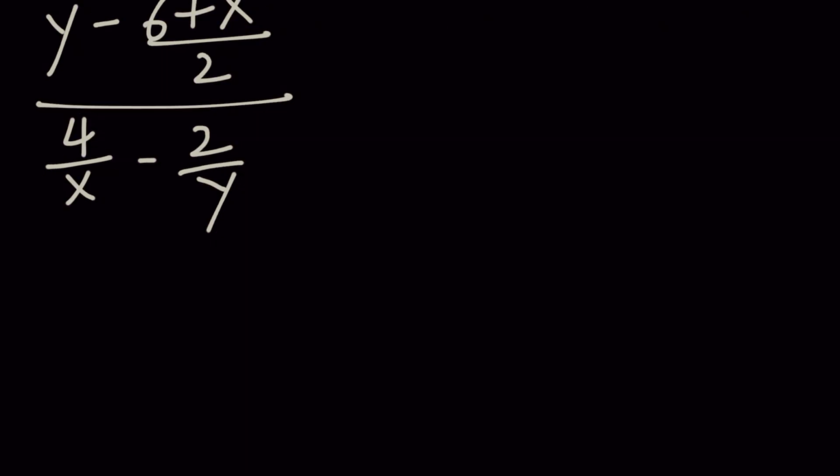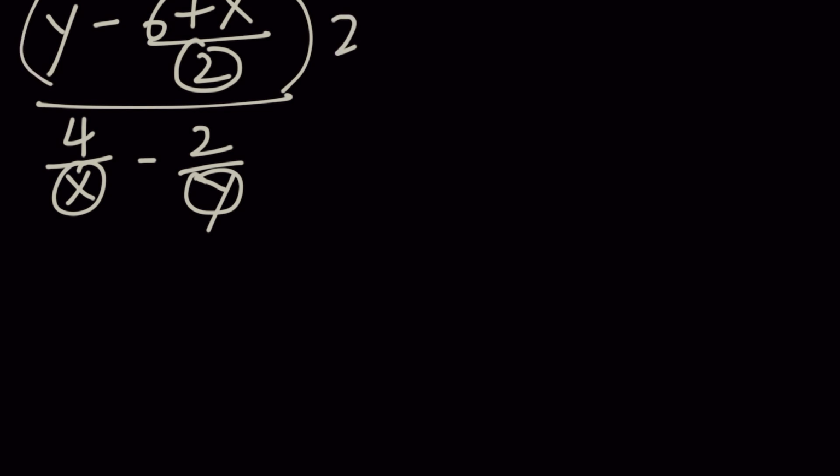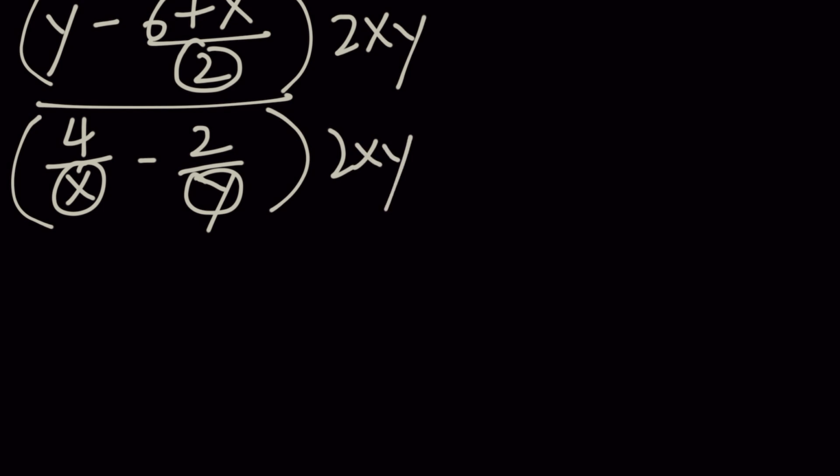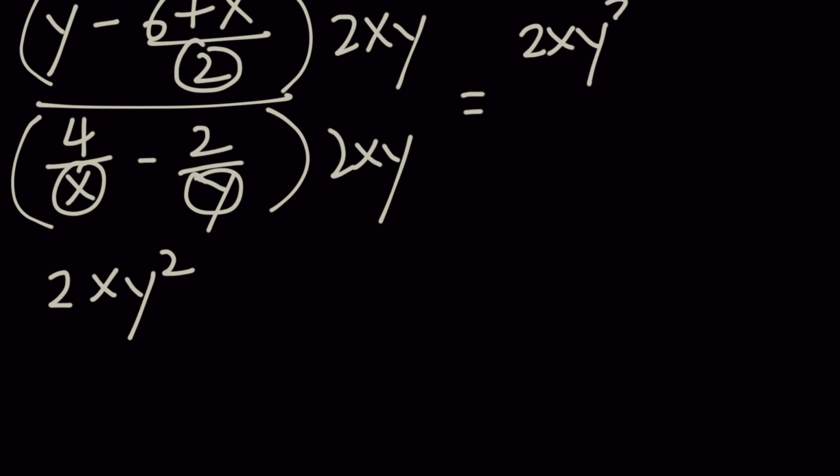Now let's try another one. In this example, we see the denominator 2x and y. So what we'll do is multiply by 2xy for both denominator and numerator. So I'll bring it down here. Y times 2xy is 2xy squared. So I'm going to put 2xy squared here.